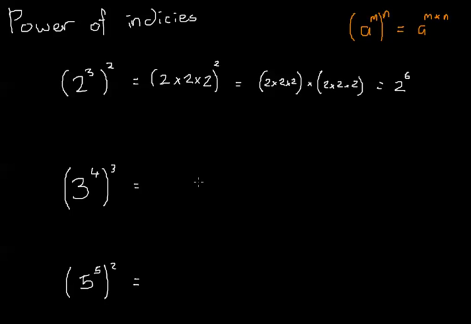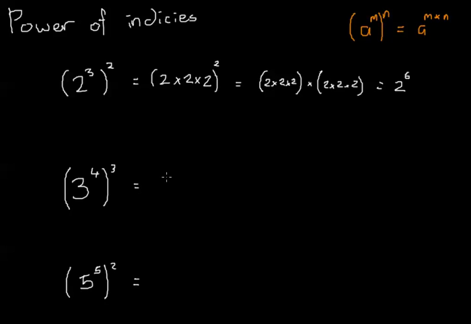Now if we have a look at the general rule here, we've got a to the power of m, close bracket, to the power of n. What it means is that an easy way of writing it, rather than rewriting this out every time, is to say a to the power of m times n. So we'll put that into practice here.